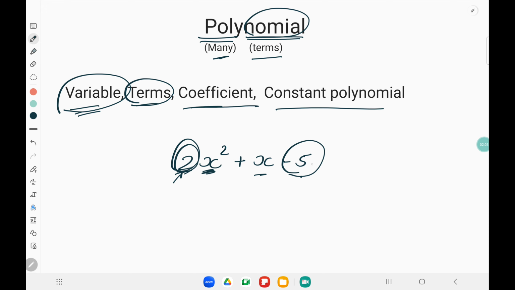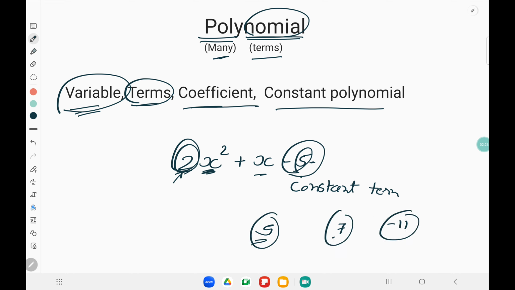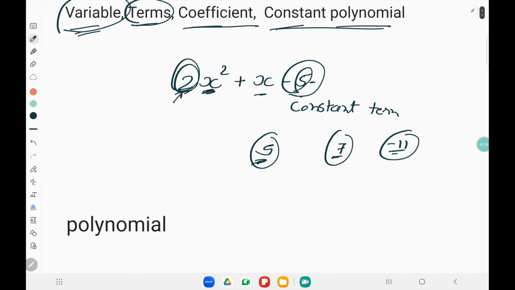Okay, so when a term has no letter and only a number, we call that the constant term. And when any polynomial is like 5 or 7 or minus 11, these are only numbers, but we still call them polynomials. This polynomial has a particular name, that we call the constant polynomial. Why we call it constant polynomial, we will see later in the same video. Okay, so let's move on.